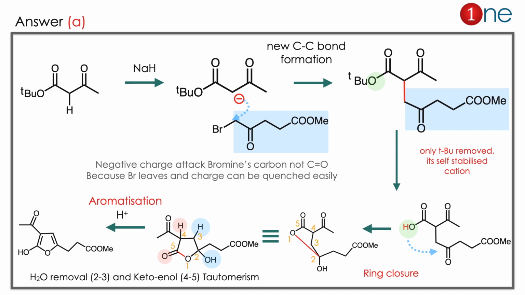Here you have to learn 2 things. One is whenever you have a carbanion, you attack the group where the leaving group is there. So bromine is a good leaving group, so carbon attacks the bromine carbon. Second thing is whenever you have cyclization, you always think of aromaticity by hydrogen elimination or the heteroenol tautomerism.